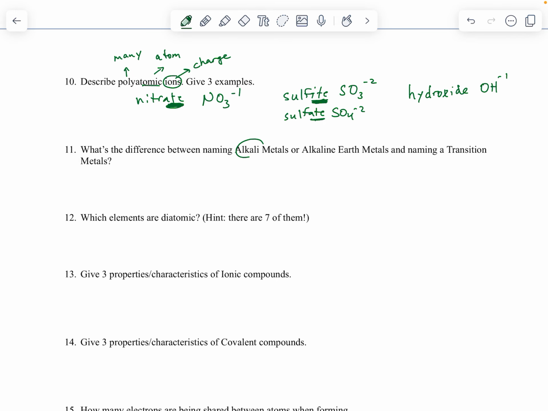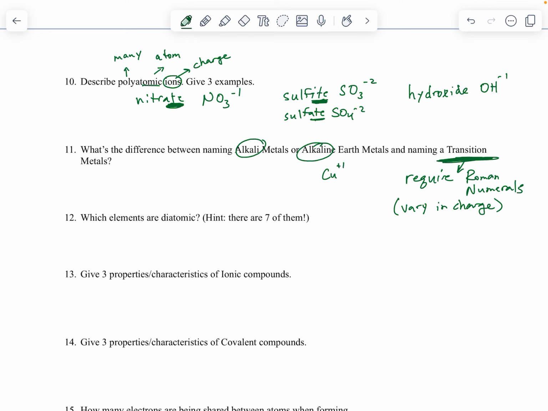The difference between naming alkaline metals, alkaline earth metals, and then transition metals is the transition metals require Roman numerals, right? And why? Why do they require Roman numerals? Well, because they can vary in charge, right? Vary in charge. So what does that mean? That means that I have elements that are in the very middle of our periodic table, and even under the little staircase that the metalloids are in, which they don't always have the same number of electrons that they're going to be losing, depending upon which it is.